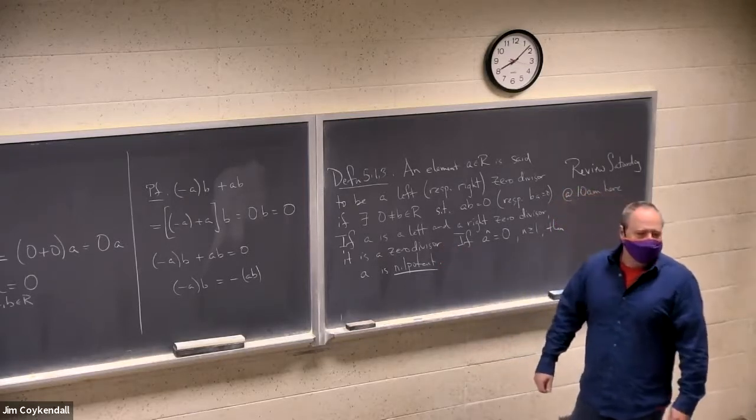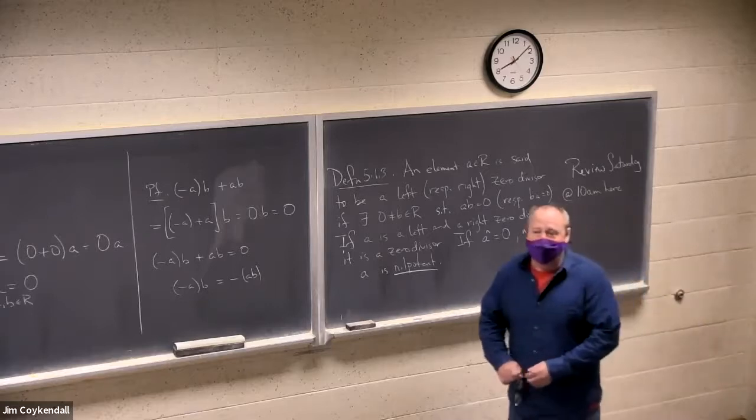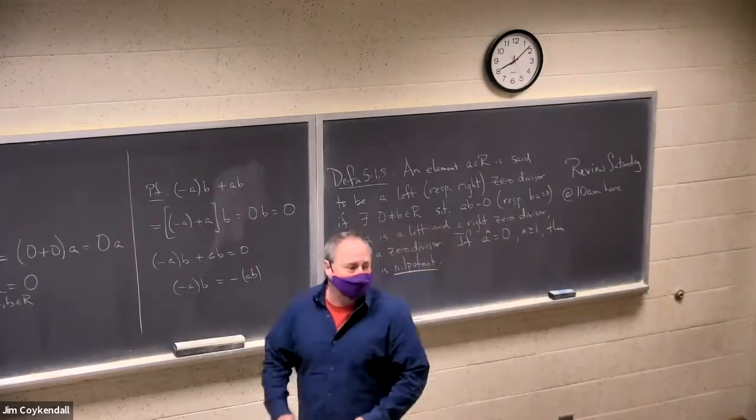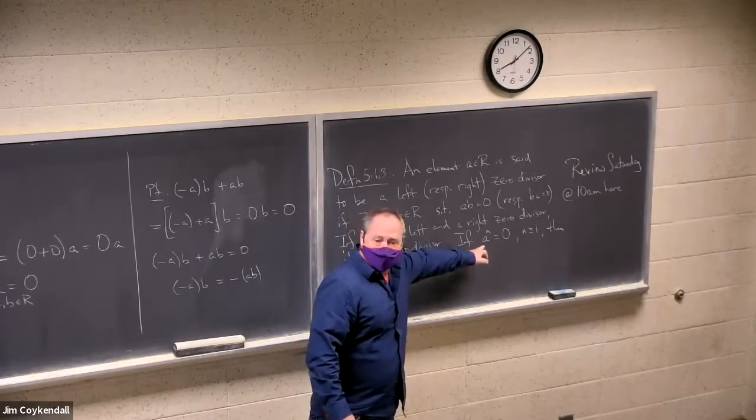There are some people that say that 0 is not a zero divisor. We call these folks incorrect. There are mathematical reasons why 0 should be a zero divisor. And certainly, 0 is an example of a nilpotent.